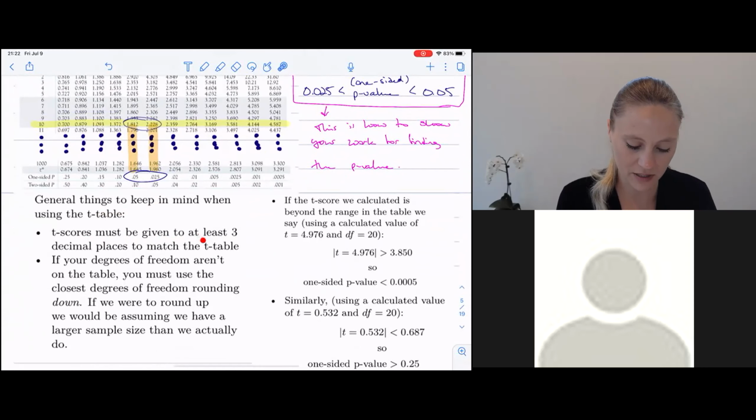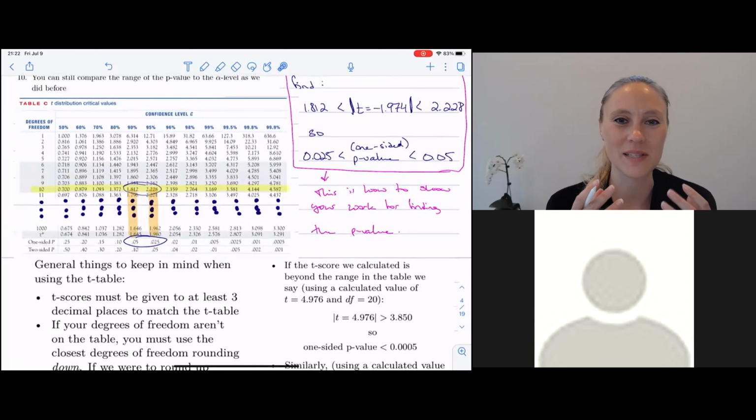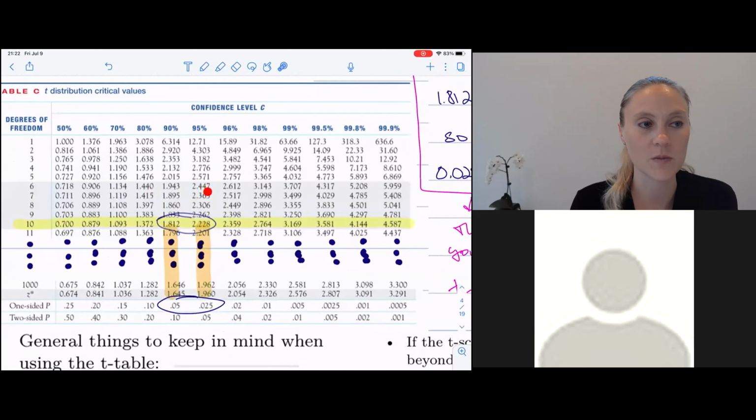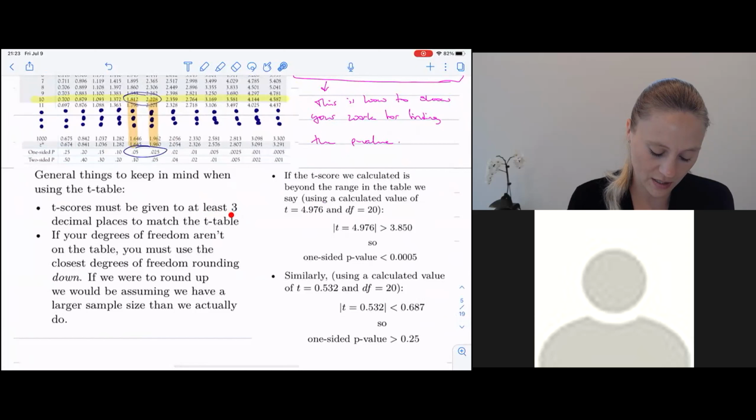So t-scores have to be given to at least 3 decimal places. Why is that? Well, just like we rounded z to 2 decimal places to match the table, now t's get rounded to at least 3 decimal places. We can go for more in this case because, why? Because these have 3 decimal places. Right, so you don't want to round too much and have it kind of fall between the cracks here. But at least 3 decimal places, and you can have more and still place it somewhere on the line, right? And so that's one thing. So you want at least 3 decimal places to match the t-table.